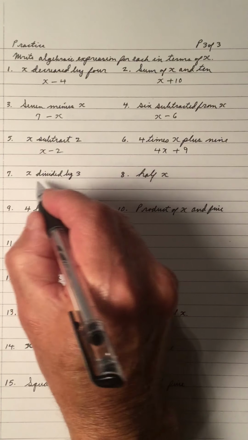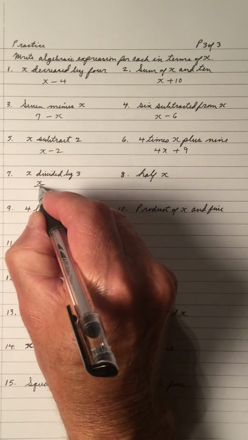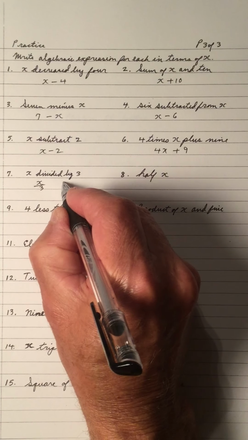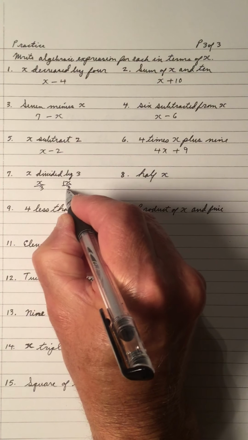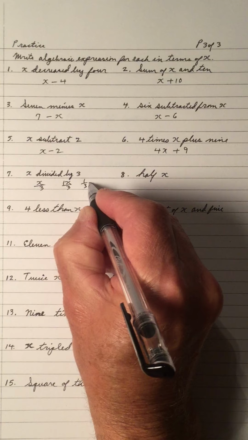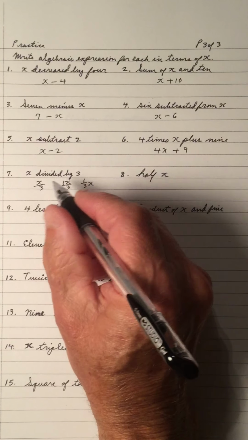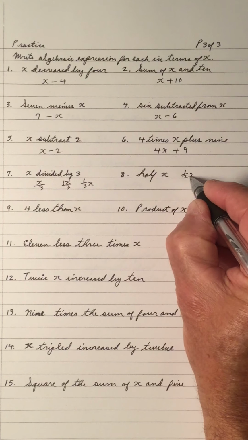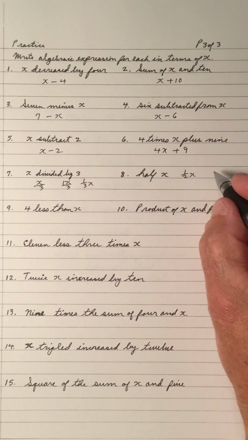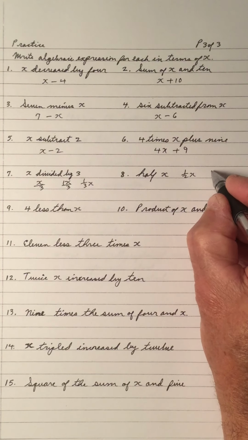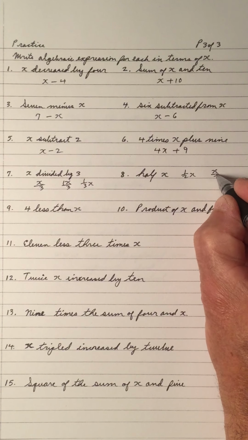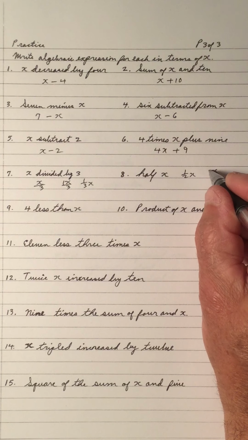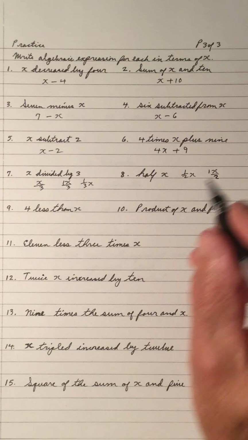7, x divided by 3. You can also write it as 1x over 3, which is 1/3 x. So 1/3 of x is the same as dividing it by 3. 8, half x, 1/2 of x, or you could have, if you wish, x over 2. X divided by 2 is the same as saying 1/2 x, because there's a 1 understood to be there.